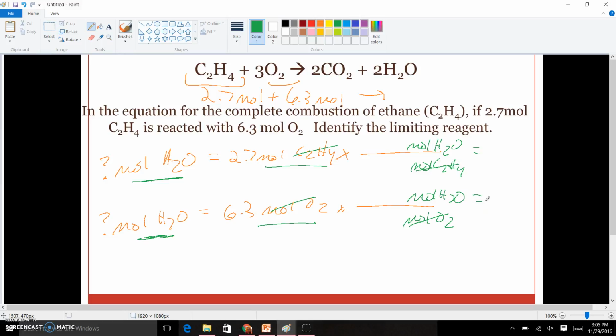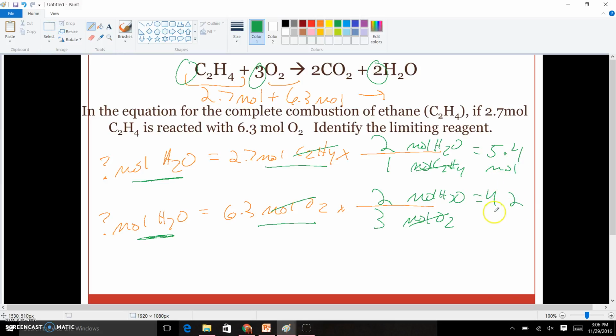So now I've got to put my numbers in. Here's where I use the balanced equation. I've got 2 waters that I'll make, 2 waters. For my oxygen I'll need 3. And my C2H4 has a 1 in front of it. So now if I do the calculating, I will get 5.4 for this top number and 4.2 for this bottom number.